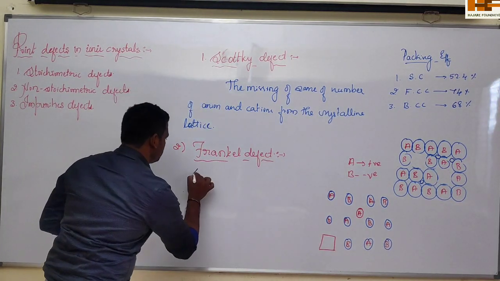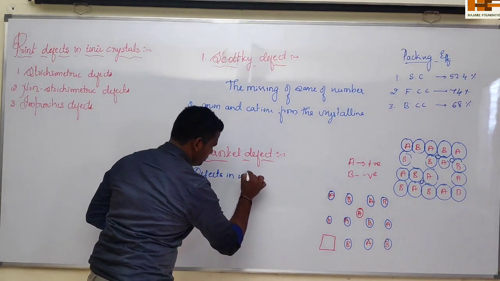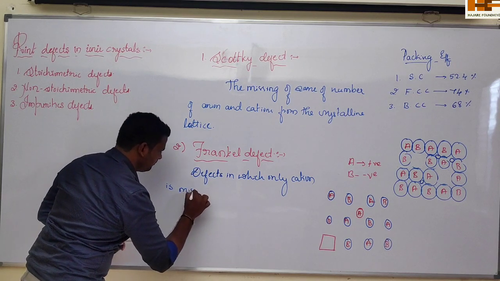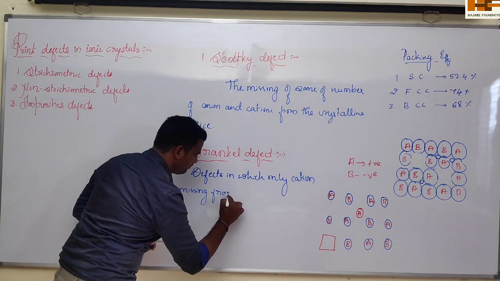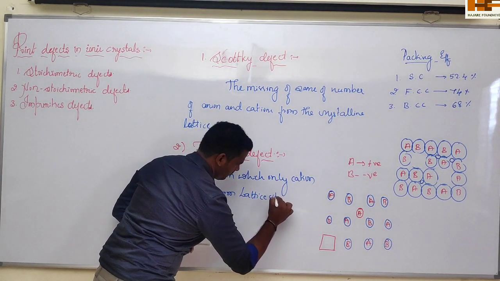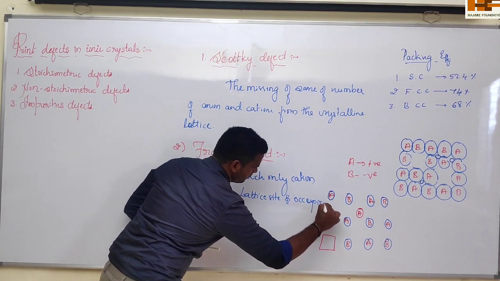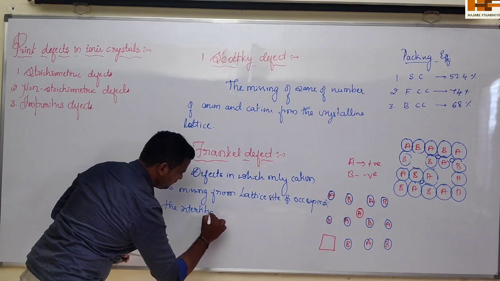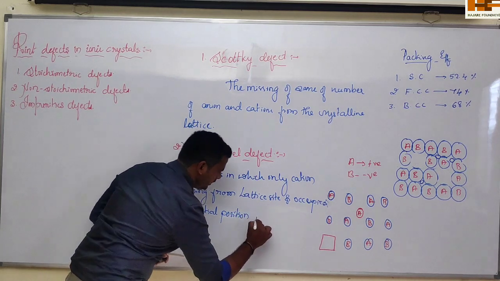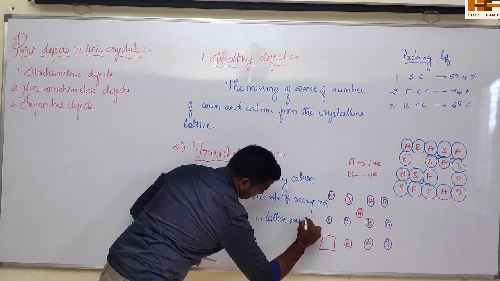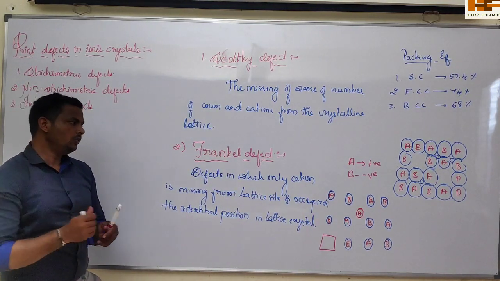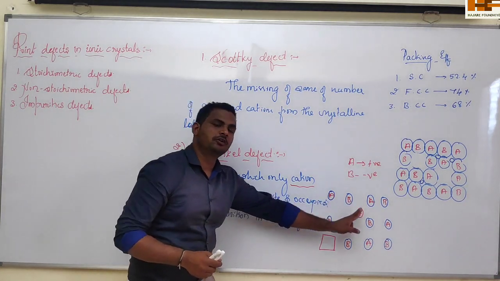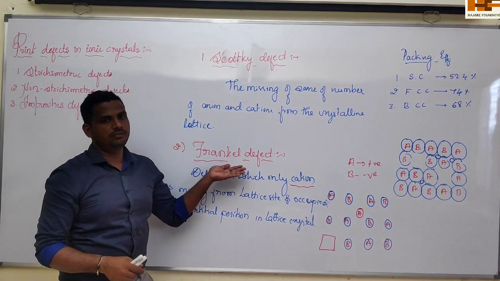So write down: defect in which only the cation is missing from the lattice site and occupies the interstitial position in the lattice crystal is called Frenkel defect. Here only the cation moves, because cations are much smaller in size compared to anions, hence it will occupy the interstitial space. Okay, so this is also very important from your examination point of view.